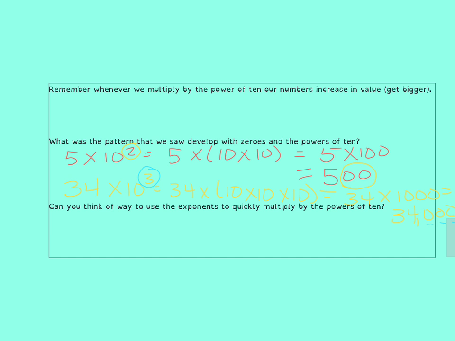Using what we learned about the pattern of zeros, can you think of a way to use the exponents to quickly multiply by the powers of 10? In your math journal, I'd like you to think of a way we can use the exponents to quickly multiply by the powers of 10. We will check in and reflect at the end of our workshop.